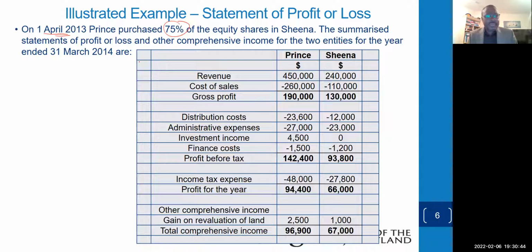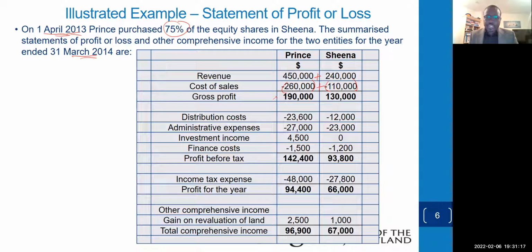The summarized statement of profit or loss and other comprehensive income for the two entities for the year ended. So I always look at the date. 1st April 2013 to 31st March 2014. It's one full year. It falls in line. Right. So the revenue, assuming there is nothing else to be done, we would have just added them. Cost of sales, we would have just added these two costs of sales. Even if you add it, you still get the same answer.